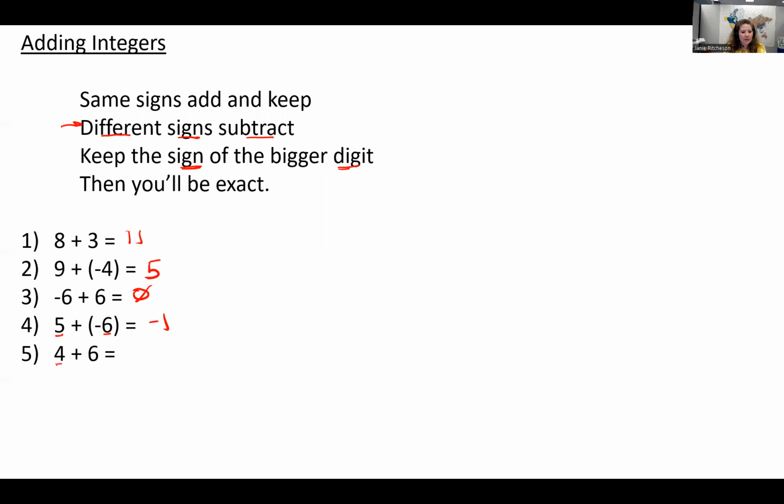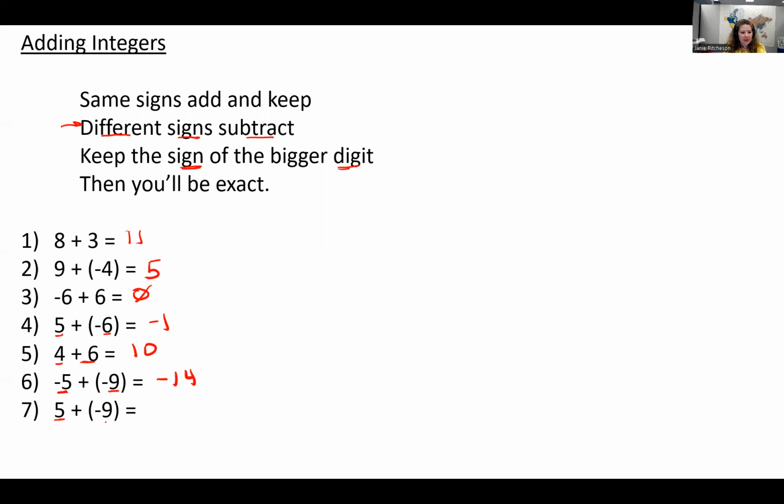Number five, we have two positive numbers. We add them together, keep the sign. Number six, we have -5 combined with -9. They're both negative numbers. And the first line of the song says, same signs add and keep the sign.